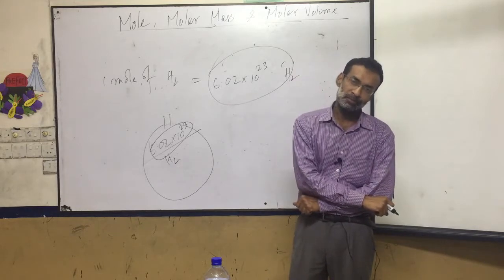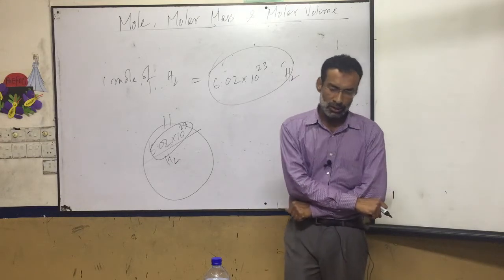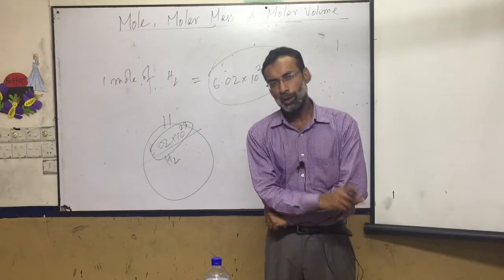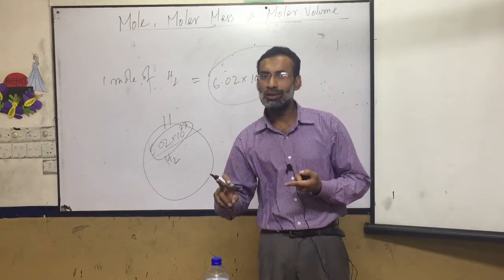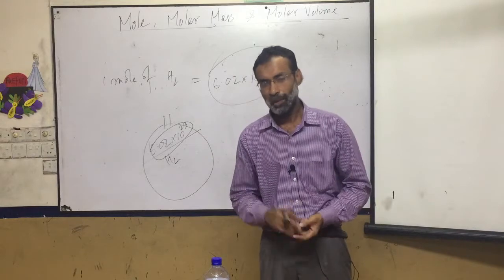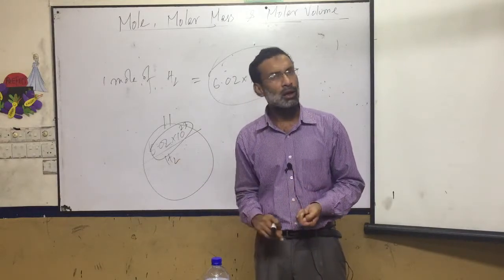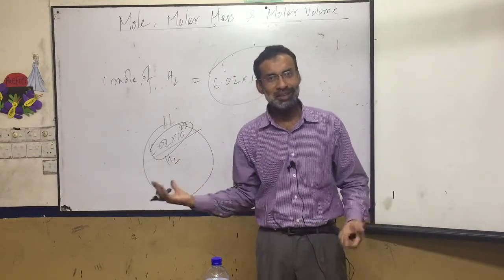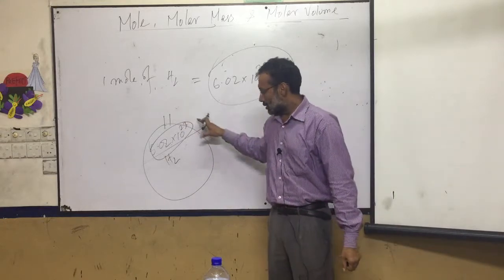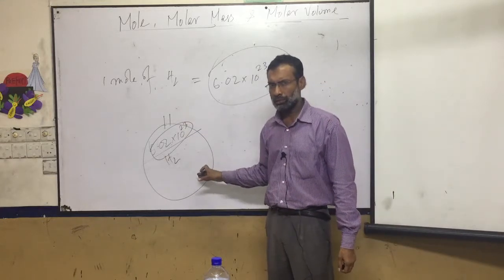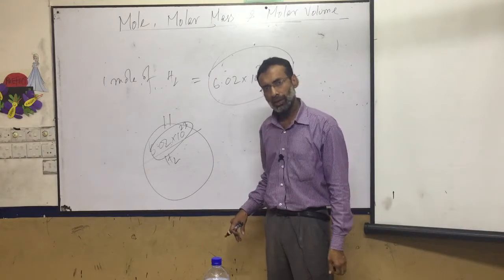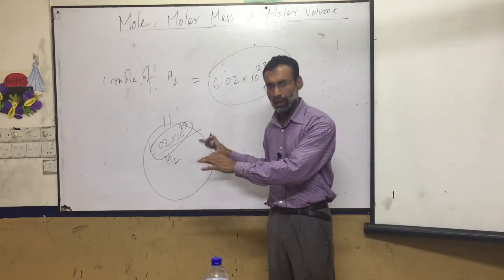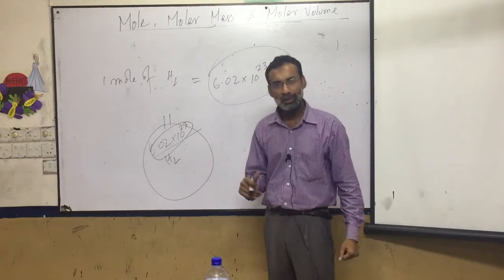Why? Because this is the mass of 1 mole. So the mass of 1 mole is the molar mass. Molar mass means the mass of 1 mole. Here in this balloon, we have 1 mole of hydrogen, and this has a mass that we can call molar mass.